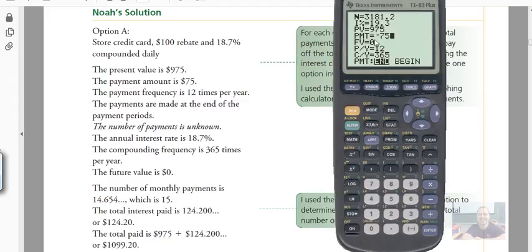Number of payments is unknown, so we're going to solve for this. Okay, 18.7%. Let's do that. Compounding frequency, oh, there we go, 365, we've got that already. Future value, we want 0.